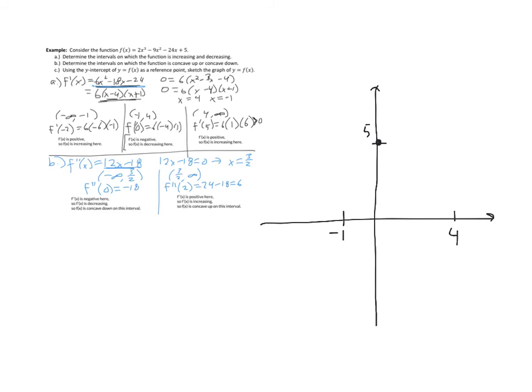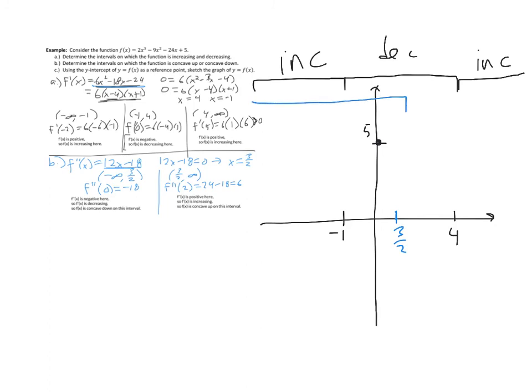So between negative infinity and negative 1, my function was supposed to be increasing. And from 4 to infinity, it was supposed to be increasing. And then between negative 1 and 4, it was supposed to be decreasing. And then we did our concavity stuff in blue, right? So something special happened here at 3 halves, 1.5, right? And we knew that from negative infinity to 3 halves, my graph was going to be concave down. And then from 3 halves over to infinity, we went back to being concave up.